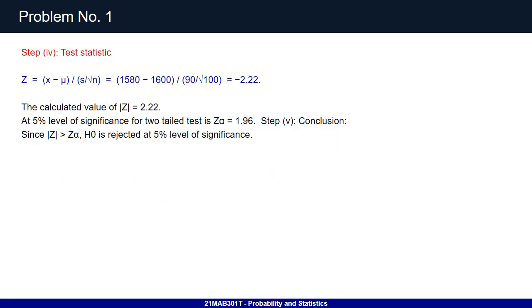So our fourth step is going to be finding the value of Z, that is the test statistic. So Z equal to x bar minus mu by S divided by root of n. So by applying all the values, we get mod of Z equal to 2.22.